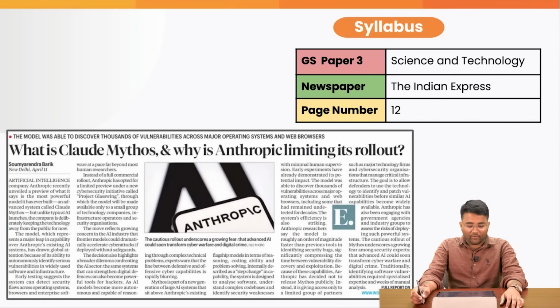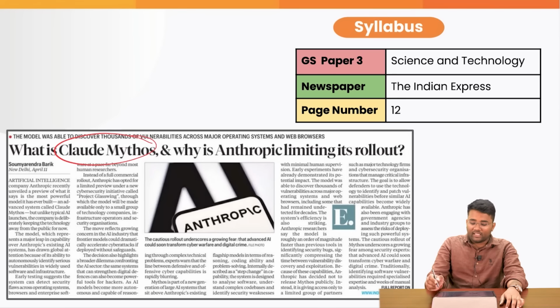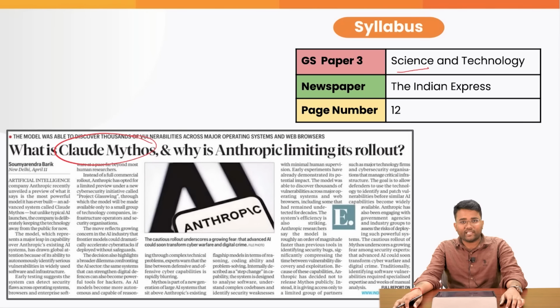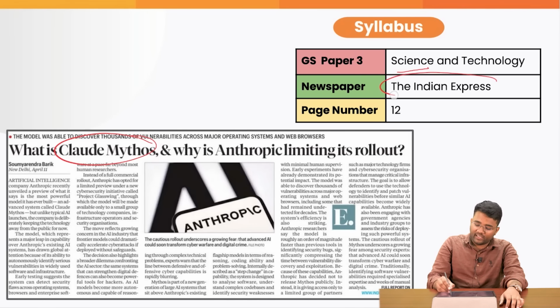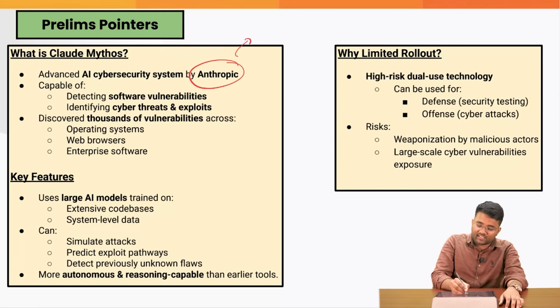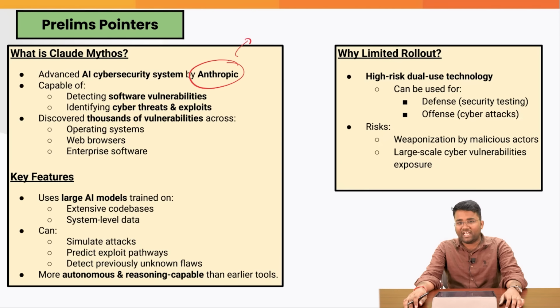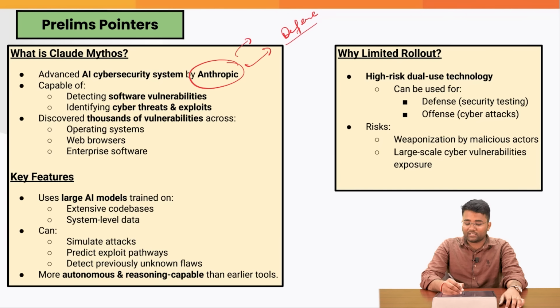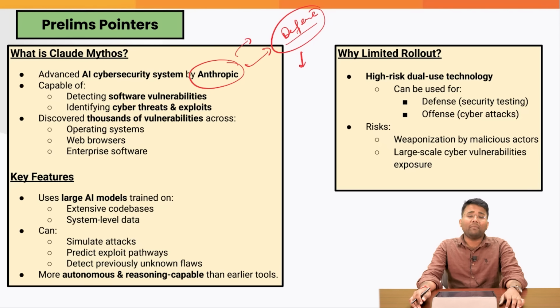Moving towards our next topic, that is Claude Mythos. This is related to your GS paper 3, Science and Technology, and this has appeared in today's The Indian Express, page number 12. Anthropic is a US-based company that is developing various AI systems, and the United States also used Anthropic AI systems in defense. For example, this was used by the US possibly in Venezuela. It was also used in the recent war between Iran on one side and Israel and the United States on the other side.